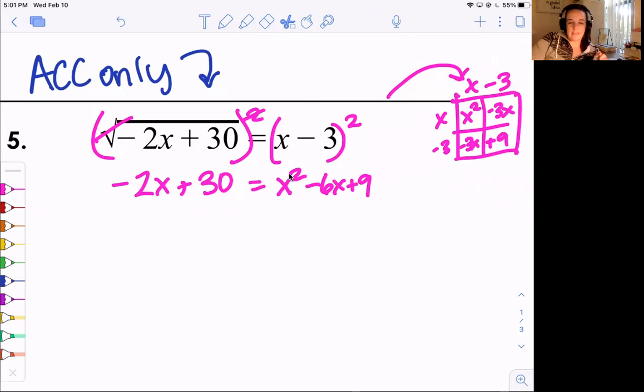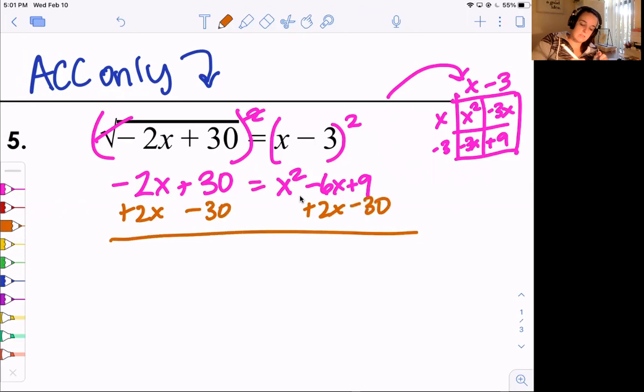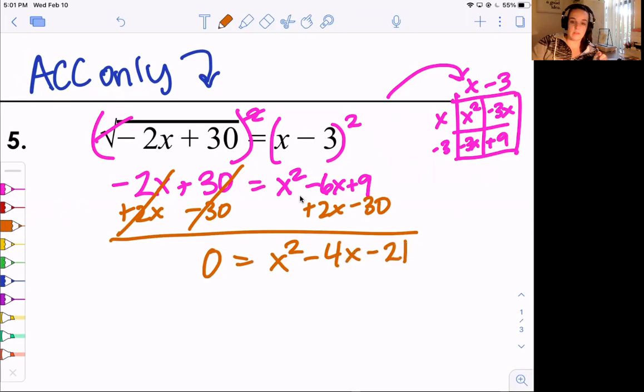So now I have an x squared in my problem and x's, so I need to move everything to one side. I'm going to go ahead and add the 2x, subtract the 30. So I get 0 equals x squared minus 4x minus 21, like that.